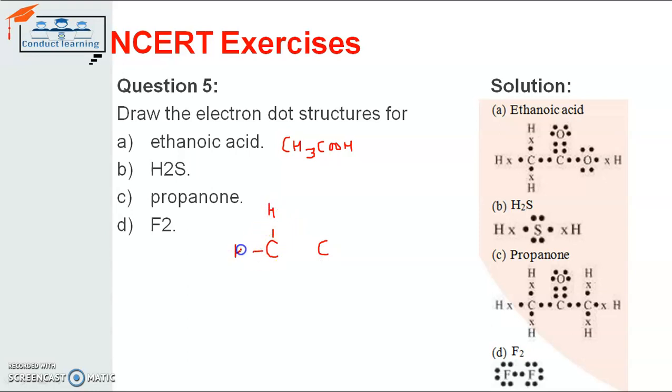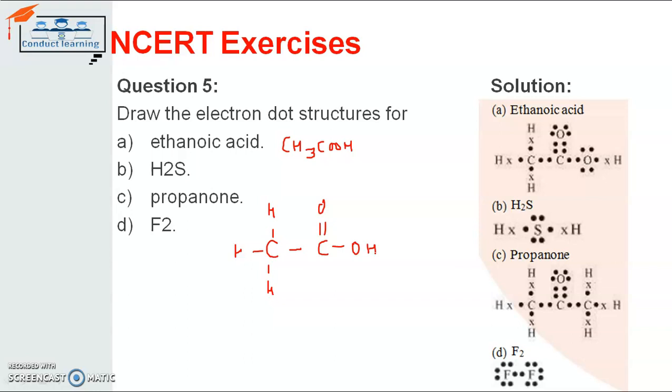So the first C has 3 hydrogen atoms, and the center carbon has a double bond with oxygen and a single bond with the OH group. So this is the complete structure diagram for it. You can also draw its electron dot structure.